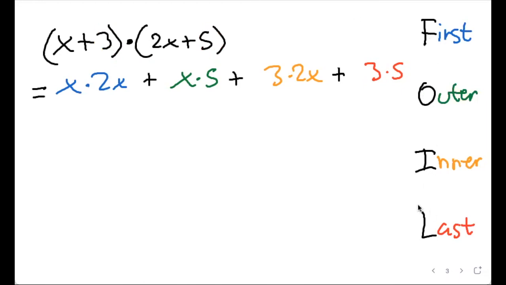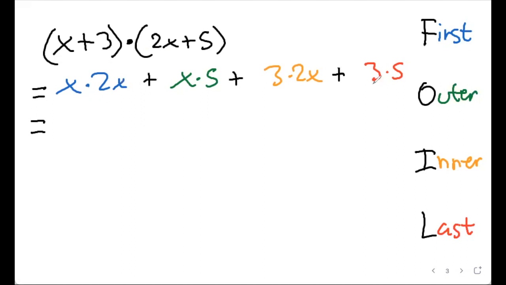So hopefully this acronym helps you remember what I just showed you. And if it does, that's fine as well. This is not necessary. It's just a memorization tool that a lot of people like. It's not essential to being able to do these problems.